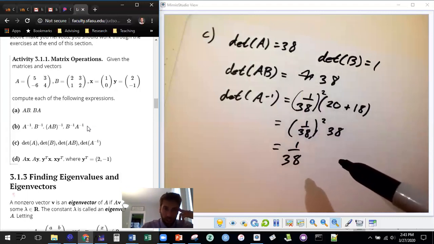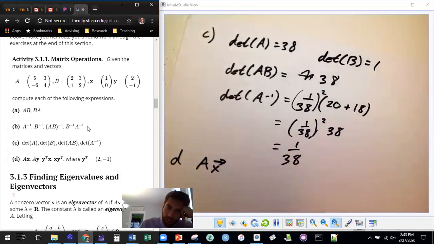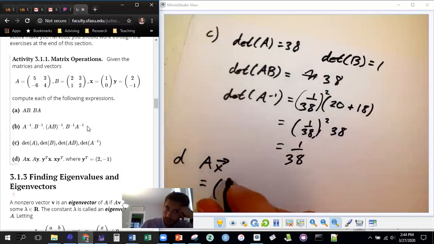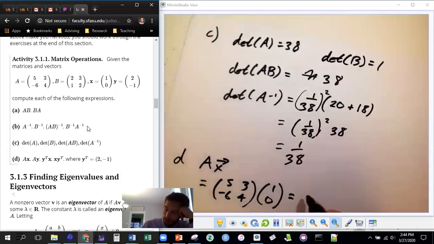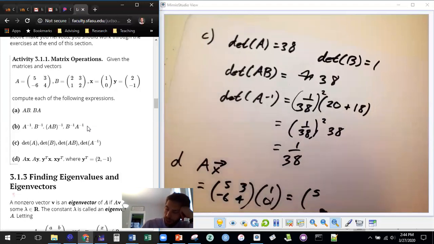Okay, D. Oh, there's X and there's Y. Okay, AX. Matrix multiplication by hand is making me tired. All right, AX. So that's equal to 5, 3, -6, 4 times the vector 1, 0. So that's equal to 5, and then -6. This is the first column, all right?